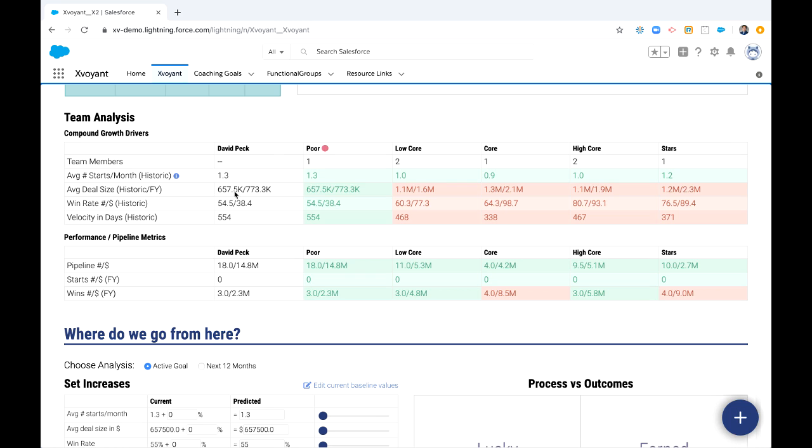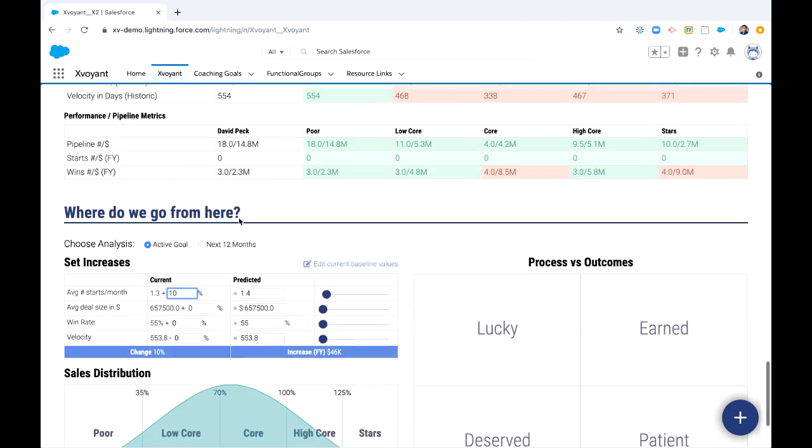When I grab these metrics and I compare him to everyone else in my sales distribution, I can see that anywhere where there's green, this person is performing better than those people. But anywhere where you see red, it means that these are areas that this person could improve. This is a great place for you to set coaching goals around sales process and improving sales process. So here I see that for David Peck, he could really gain a lot from finding opportunities that are worth more money. Right now, he's finding opportunities that are worth $657,000, but my top performers are finding anything over $1 million.